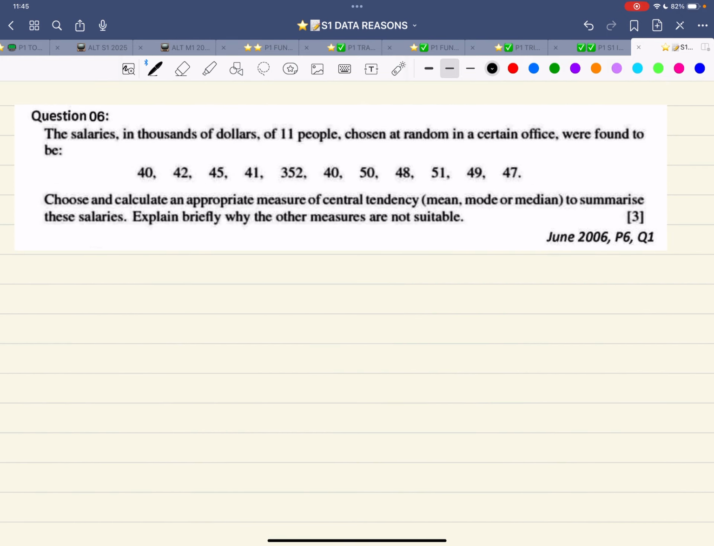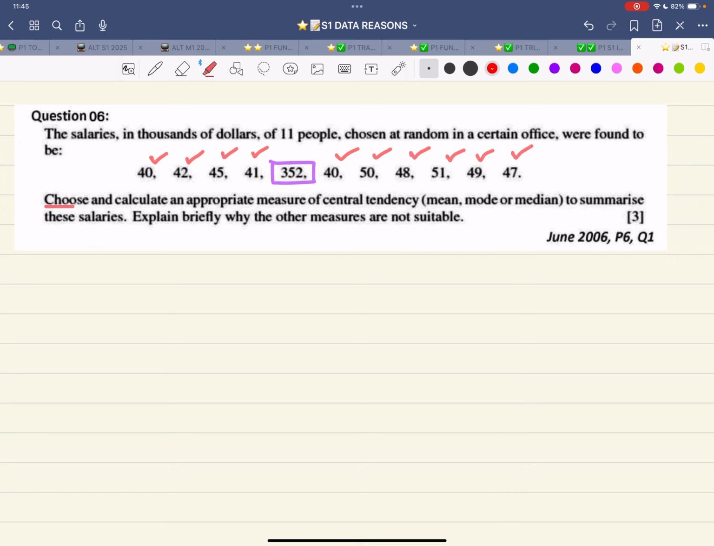Now let's look at this. This question was also discussed in class. There are 11 people and these are the salaries. This is the abnormal value, the value that does not fit this criteria. The rest of the salaries, they are very, very close by. But this one is just out of the league.